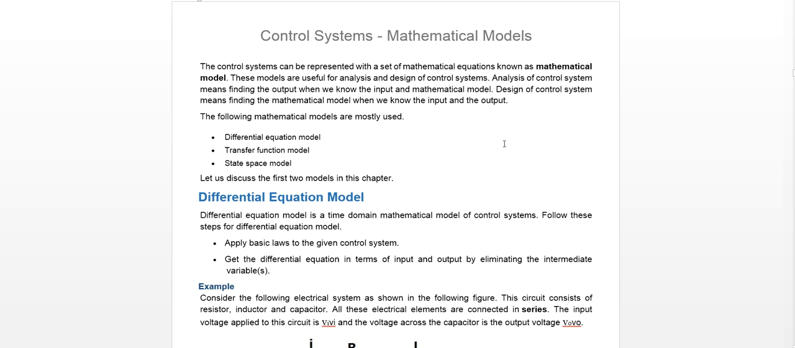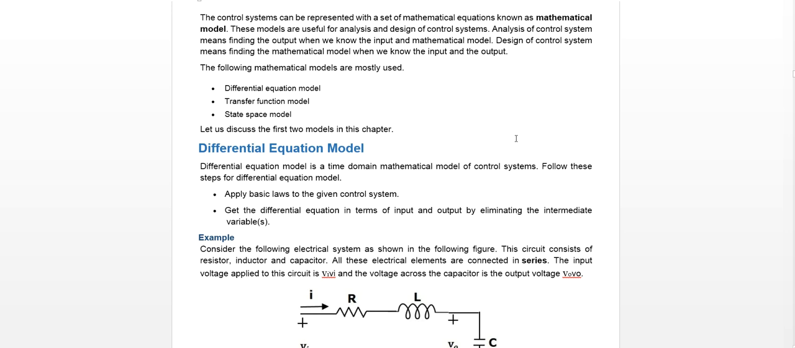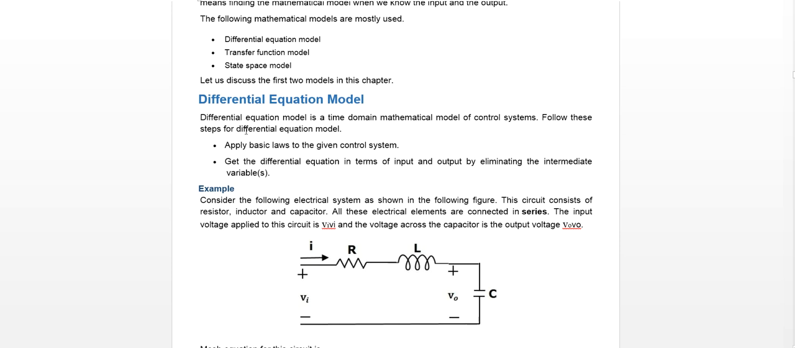So the following models are mostly used. One, we have differential equation model. Second, we have transfer function model, and third one is the state space model. So let's first have the two models in this chapter, then the other one is in the later part of the class. So differential equation model.